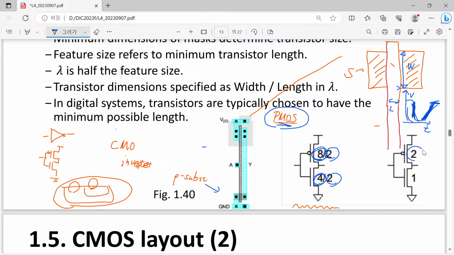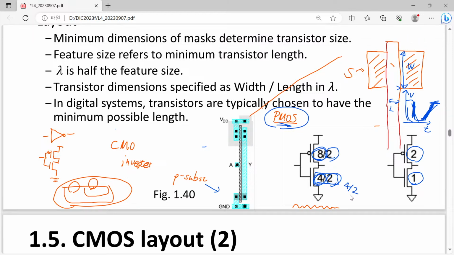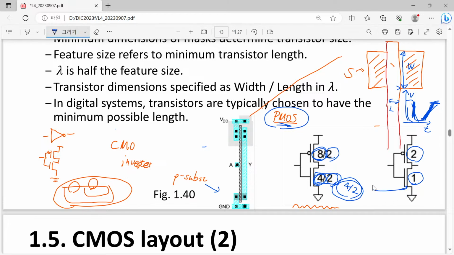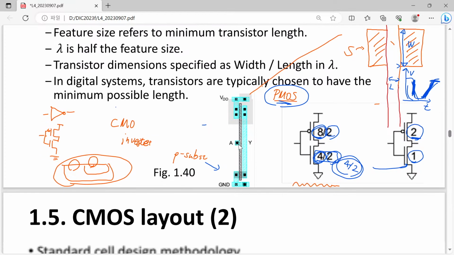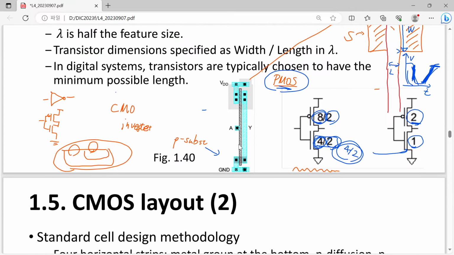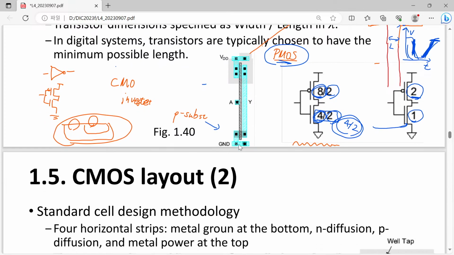So here the simplified notation shown just shows the width ratio. So this 1 is regarded as the unit size, the minimum size, and this 2 means that only the width is doubled. So this is the simple notation shown here. But anyway, the important thing is we want to use, in many cases in digital circuits, the shortest length transistor.